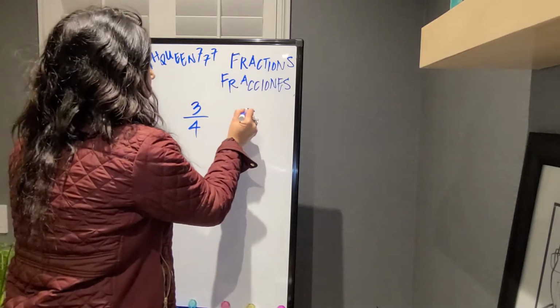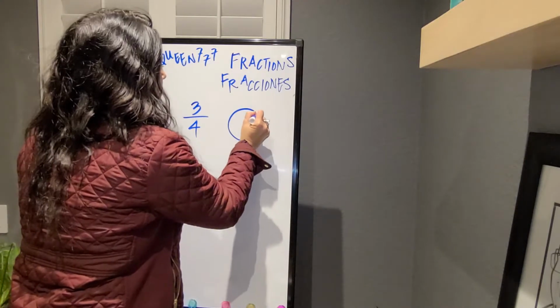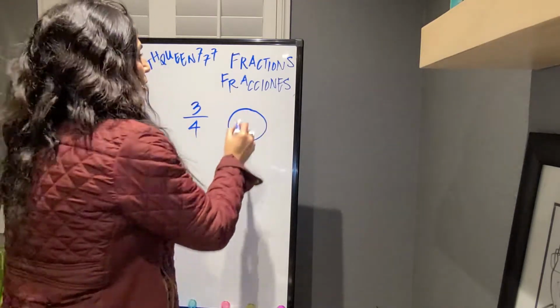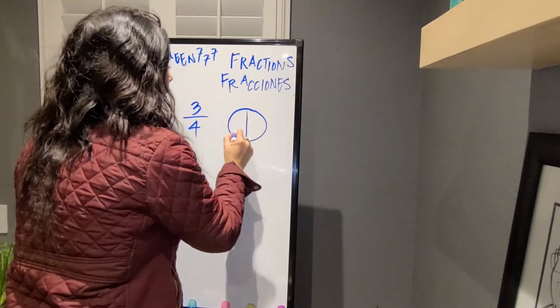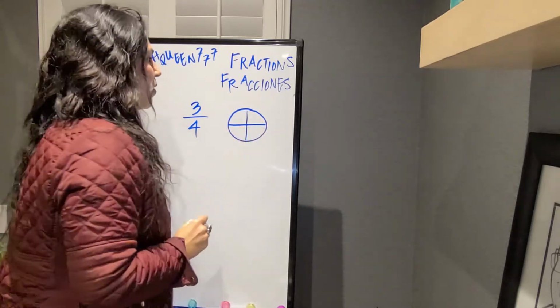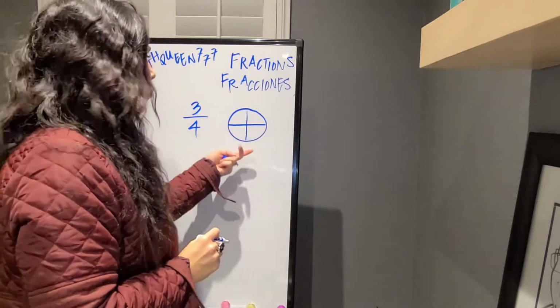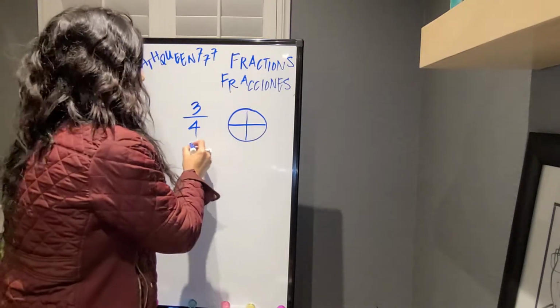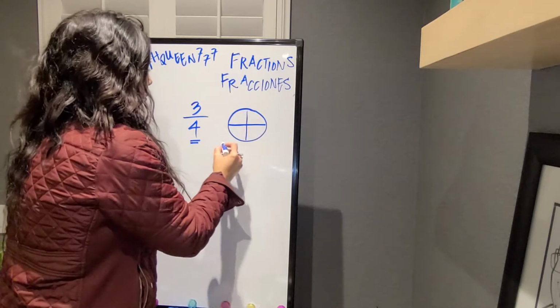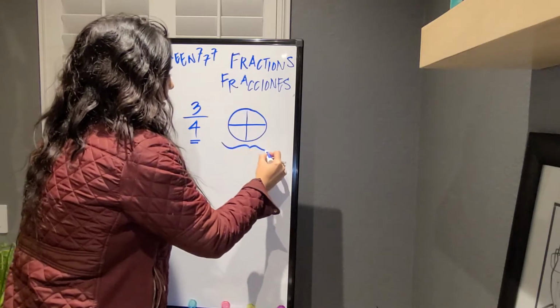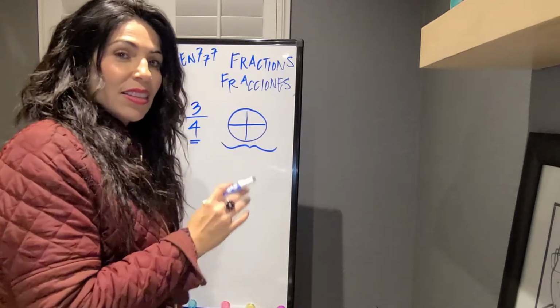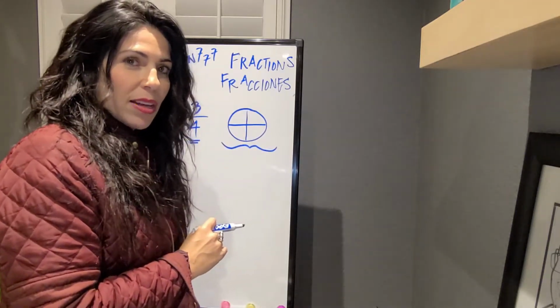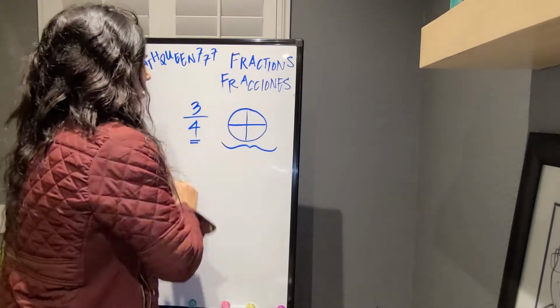So we're going to start with a circle. I'll start with a circle. Empiezo con un círculo y lo voy a dividir en 4 pedazos. And so now I'm taking that circle and I'm dividing that into 4 different pieces. The 4 different pieces represent my denominator. Los 4 pedazos representan la unidad dividido entre 4 pedazos. So it represents the denominator.